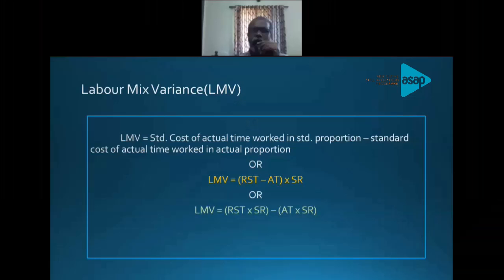Labor mix variance is the difference between standard cost of work in standard proportion. This is very, very important. Write down the first equation also. Even if it is lengthy, it gives a clear understanding of what labor mix variance is. Standard cost of actual time worked in standard proportion minus standard cost of actual time worked in actual proportion.